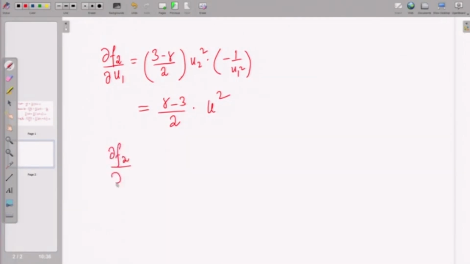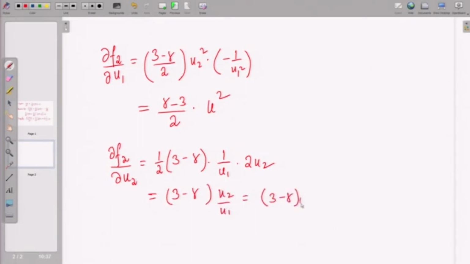Then del F2 del U2 will give you this, so, that is what it will give you. Then going to del F2 del U3, that will give you gamma minus 1.